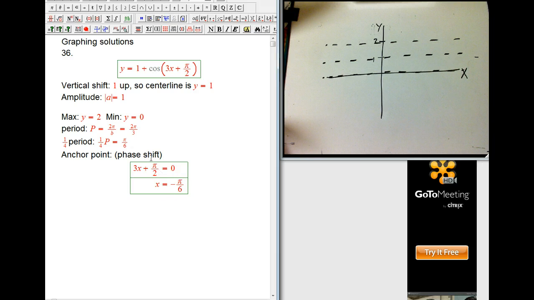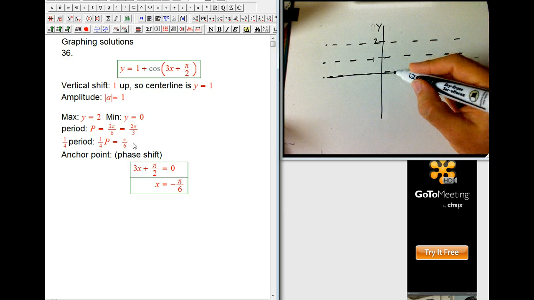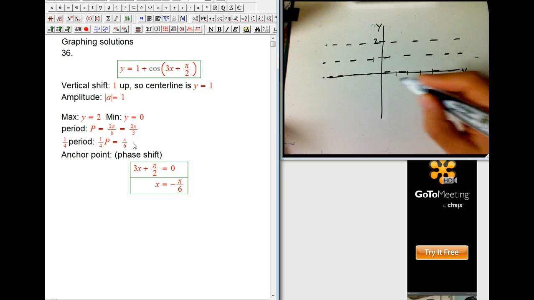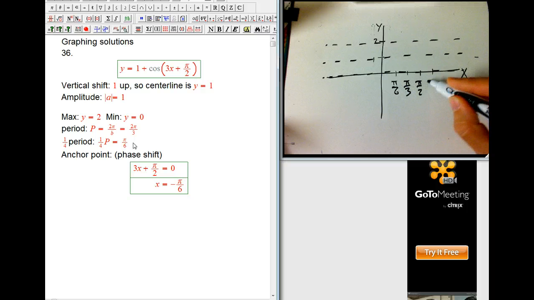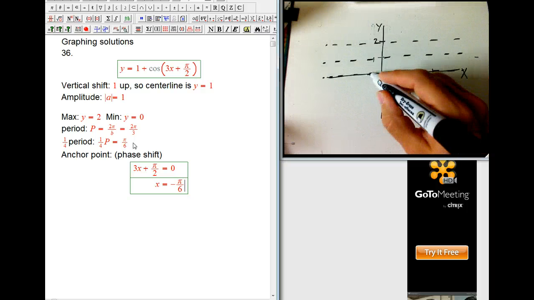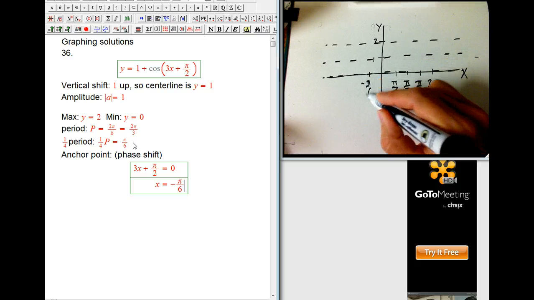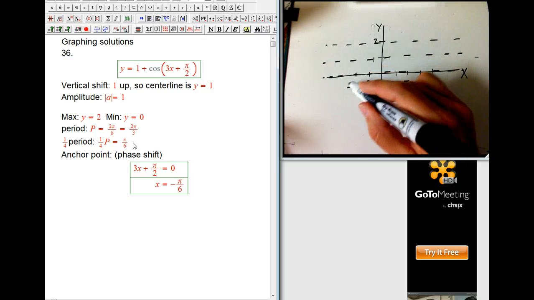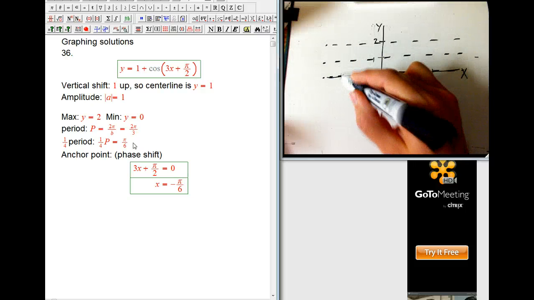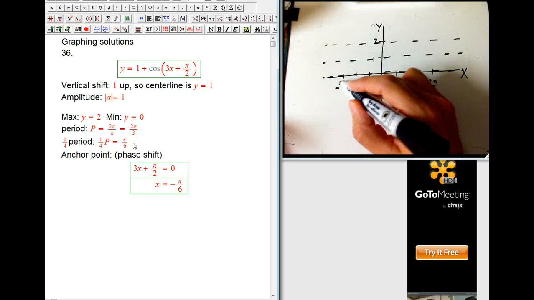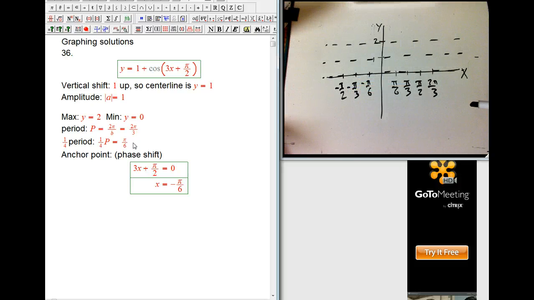Minus pi over 6 here for our phase shift, pi over 6 for our quarter period. So we're going to want to mark this out in pi over 6s. Pi over 6, pi over 3, pi over 2, 2 pi over 3, minus pi over 6. And please make these regular. I might give you graph paper on a test, but if you don't have graph paper, try to make them reasonably regular. Okay, so that's some pi over 6s. And maybe one more. 5 pi over 6. Okay. And so those are the points we're going to need to plot.